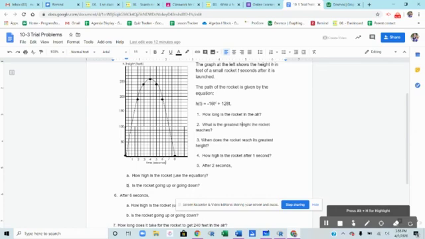The next part, for the same question after 2 seconds, asks if the rocket is going up or going down. If we look at 2 seconds and continue the path to 3 seconds, your rocket is going up.